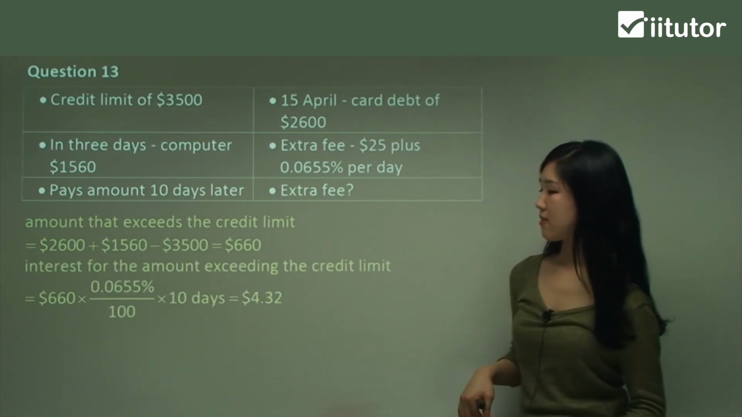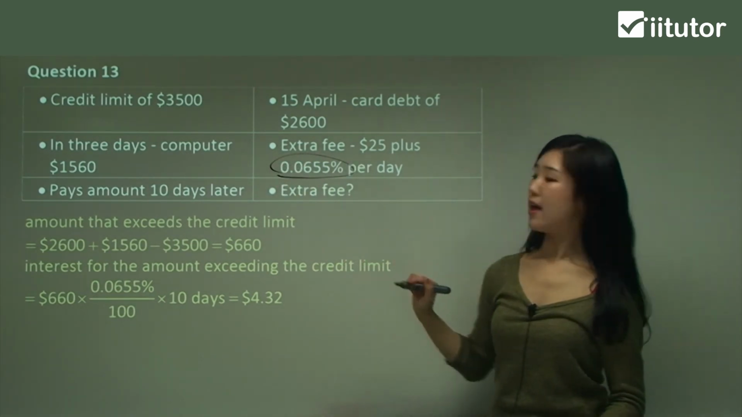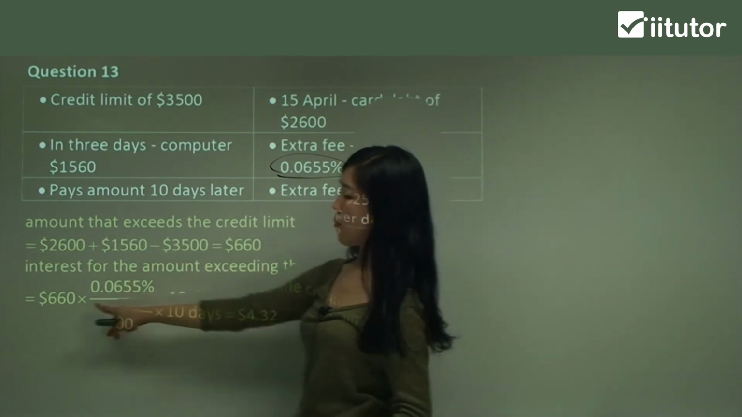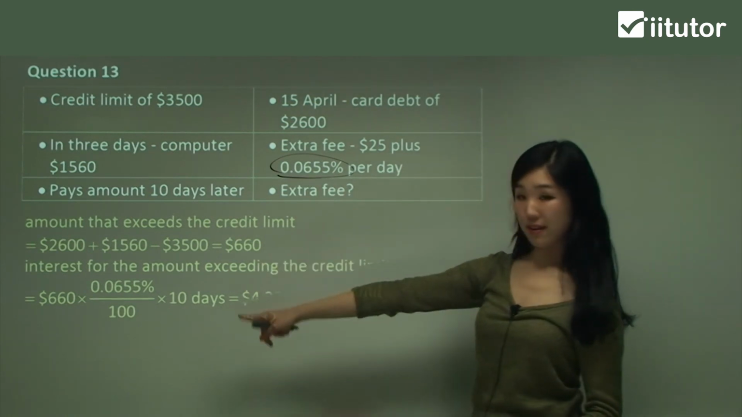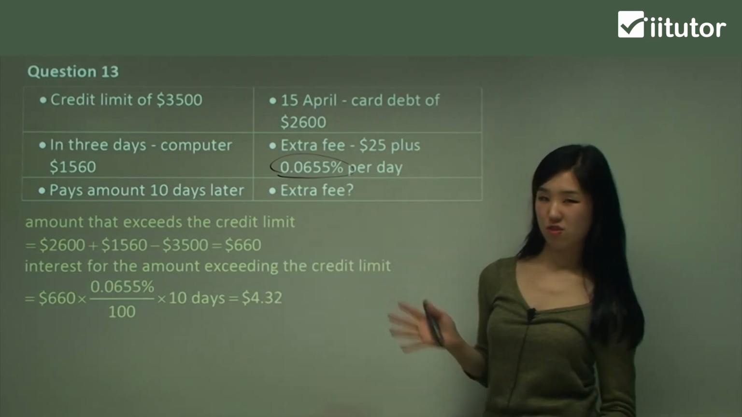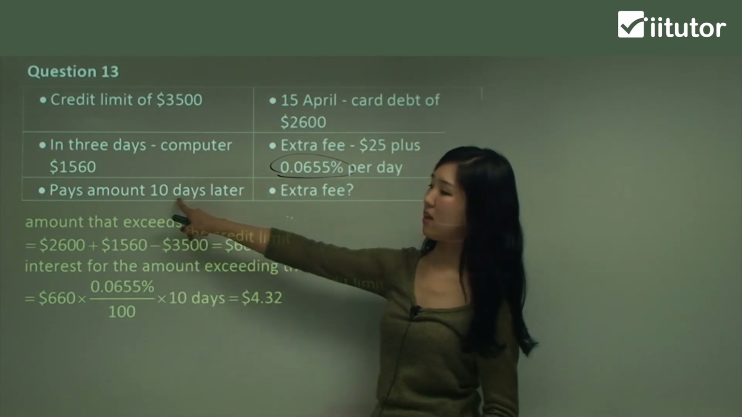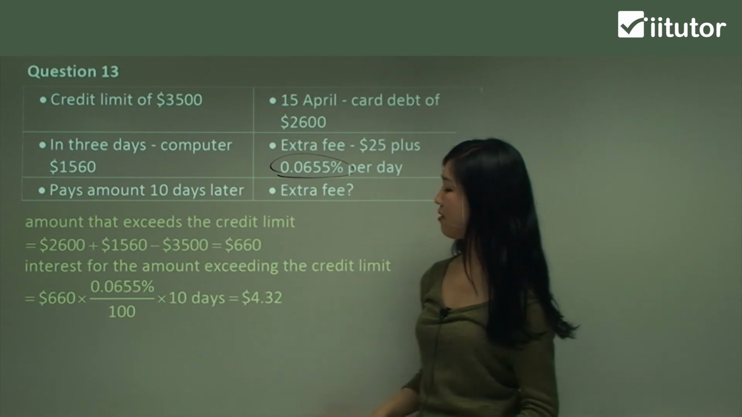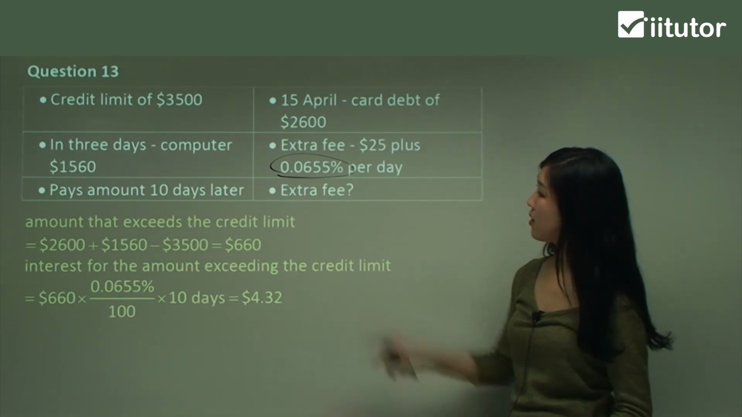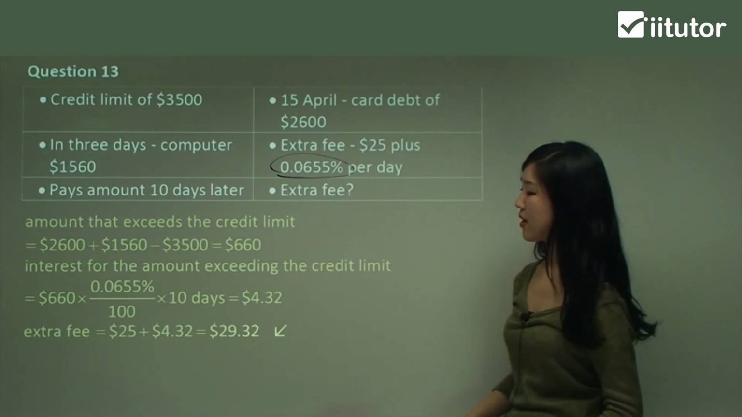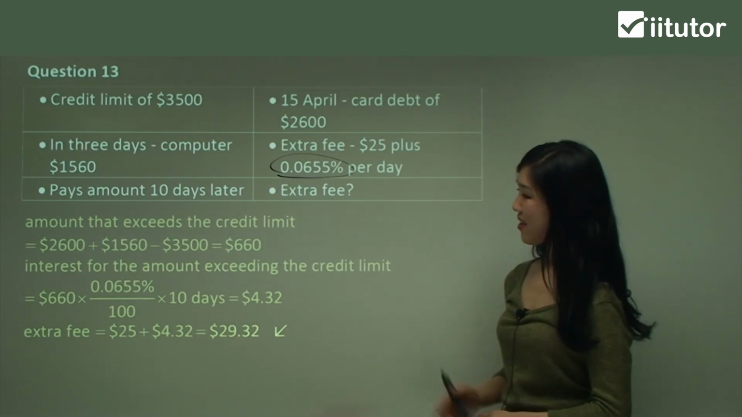So the interest for the amount exceeding the credit limit, because we need to calculate this, don't we? So $660 is the debt that we're going to be calculating interest on, that's the principal, times the rate, and because this is a daily rate, I don't have to change it, and times it by 10 days, because he pays back everything 10 days later. So multiply, and you should get that much. So the total amount would be $25 plus that. We add it and get $29.32. Okay, so that's the credit limit.